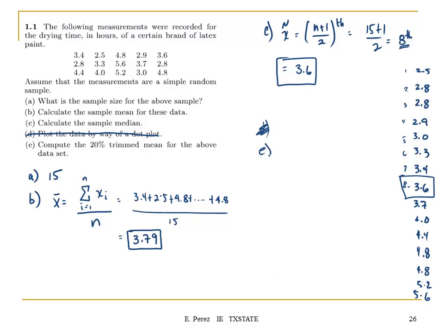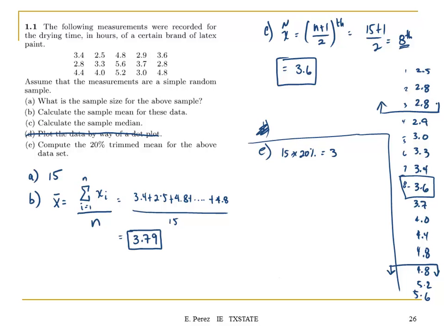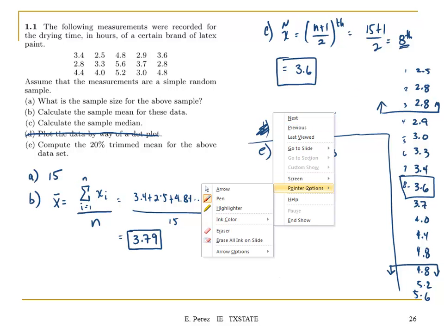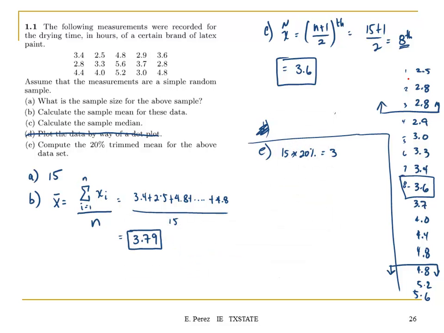Okay, so it's part E. I think this was the more difficult one. Now that we have the list of numbers, we can find the 20% of 15. So in this case it is 3, correct? So we're going to trim the first 3 numbers and the last 3 numbers from this list. So that will be these 3 numbers and these 3 numbers. So we delete them. And now we are going to compute the sample mean only using these values.